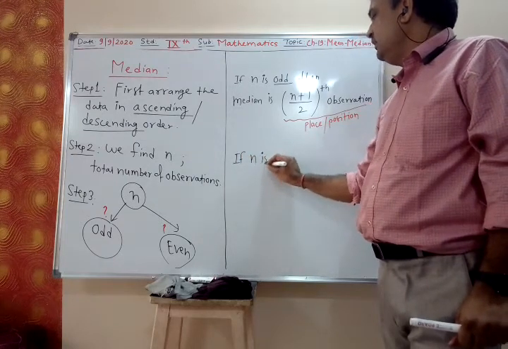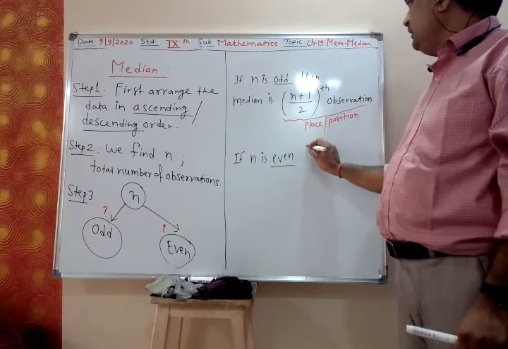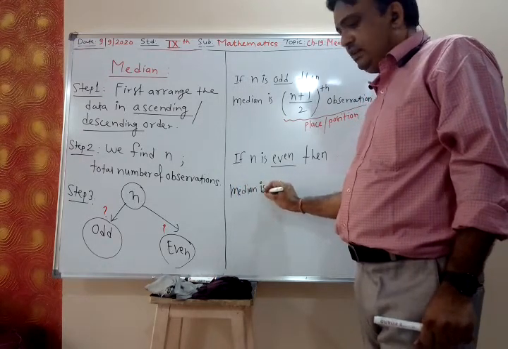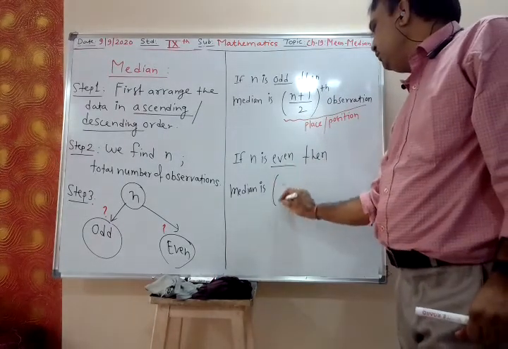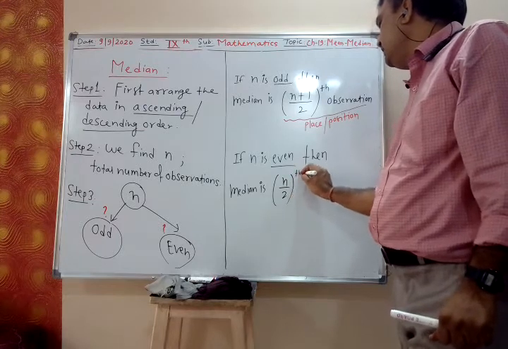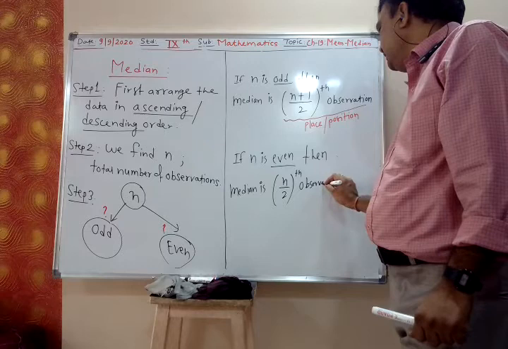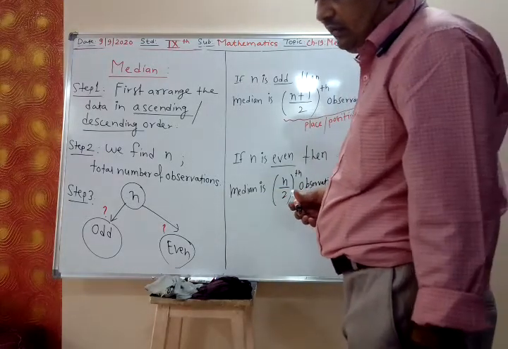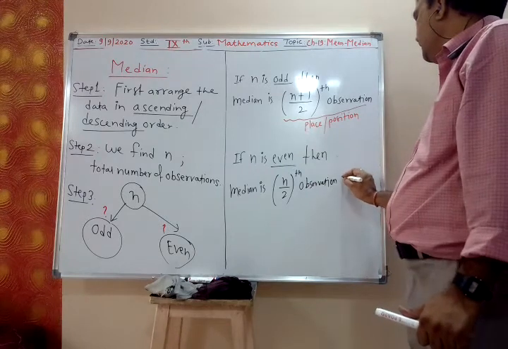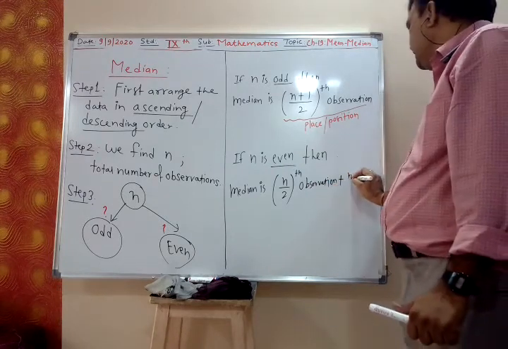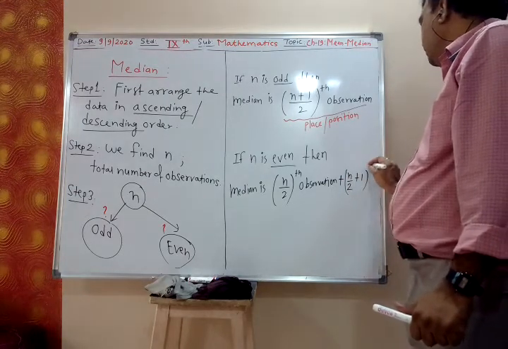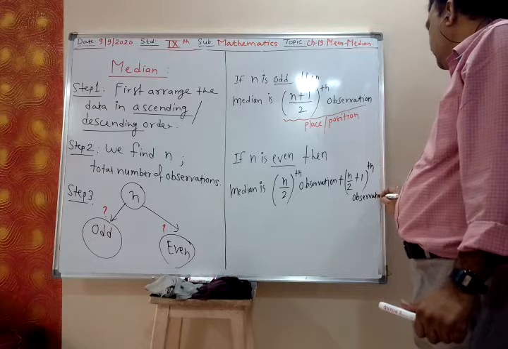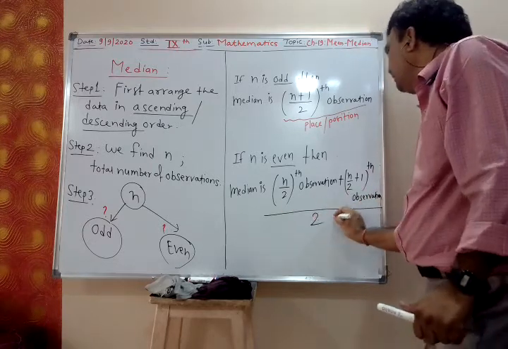If n is even, then the median is the n divided by 2 th observation plus the n by 2 plus 1 th observation, whole divided by 2.